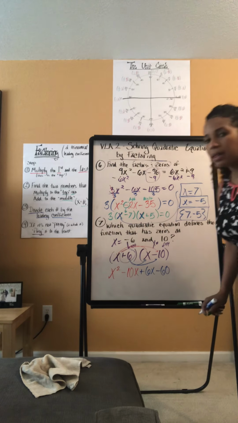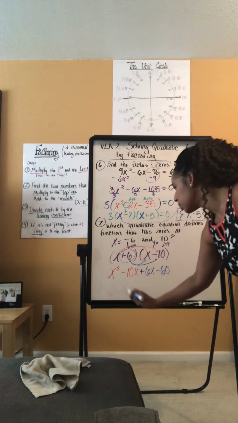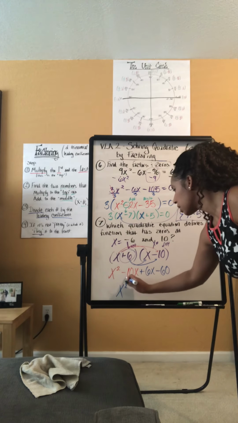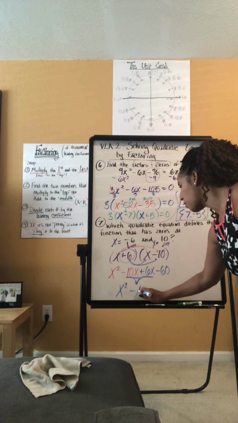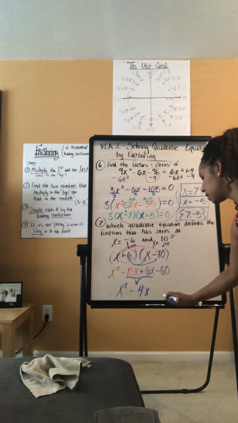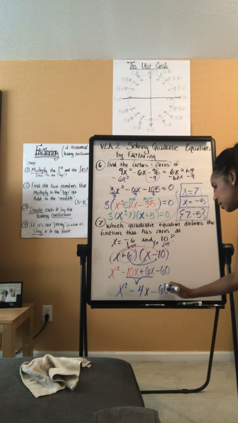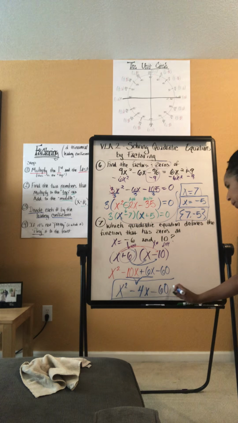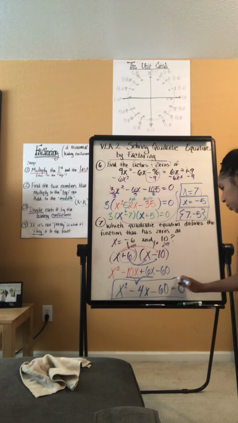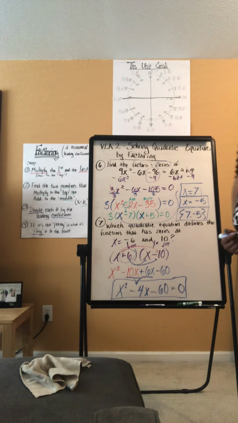And then I will combine like terms, which are my ones in the middle. So I have my x squared. The negative 10 plus 6 can come together and give me a negative 4x. And then I have minus 60. This is my original equation. Equals 0, of course. And there's that.